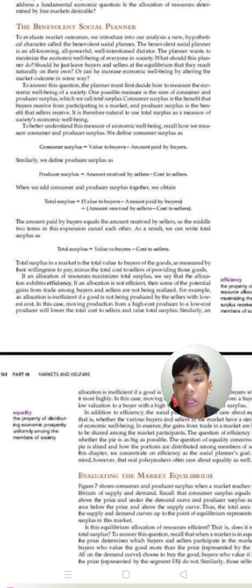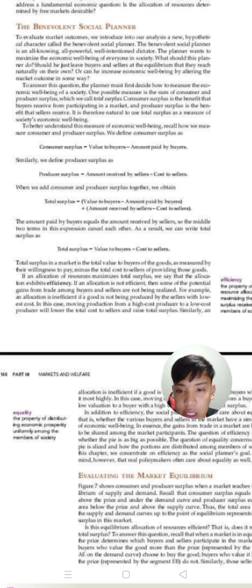So let's continue. Total surplus in a market is the total value to buyers of the goods, as measured by their willingness to pay, minus the total cost to sellers of providing those goods. If an allocation of resources maximizes total surplus, we say that the allocation exhibits efficiency. If an allocation is not efficient, then some of the potential gains from trade among buyers and sellers are not being realized.